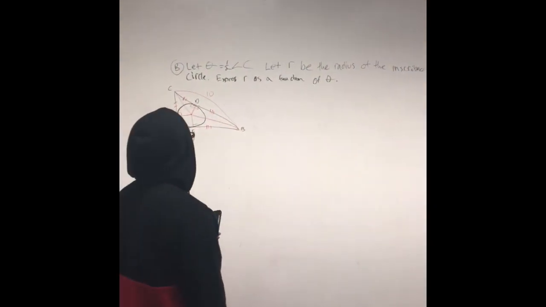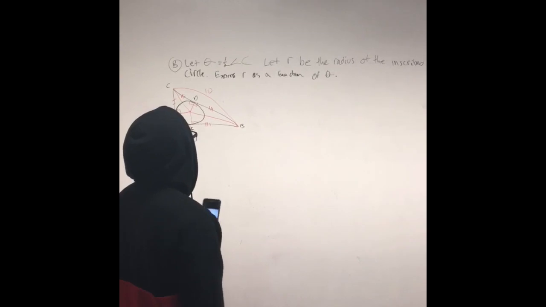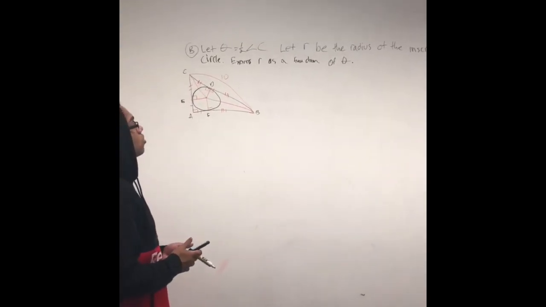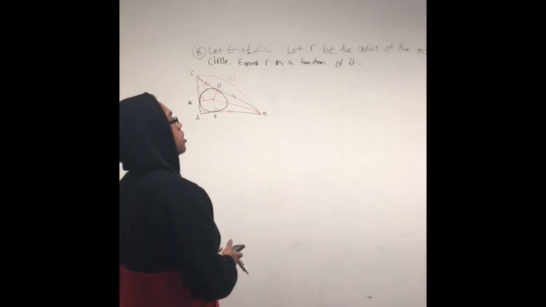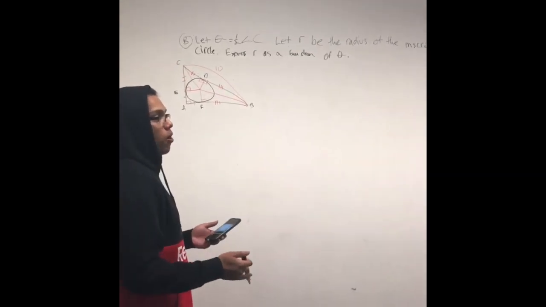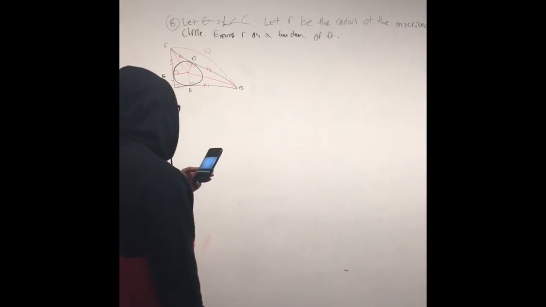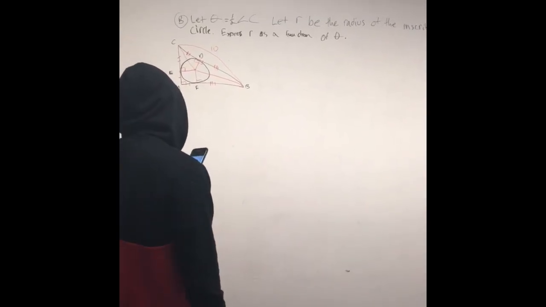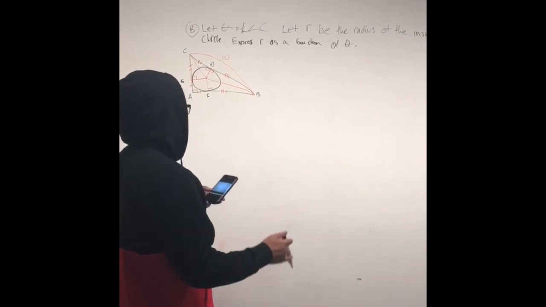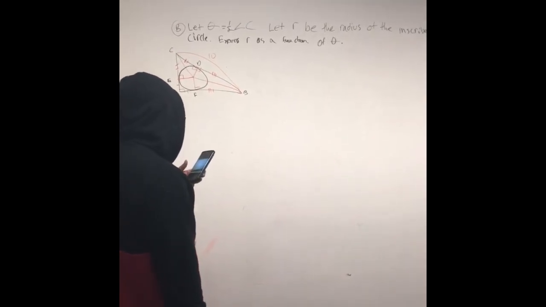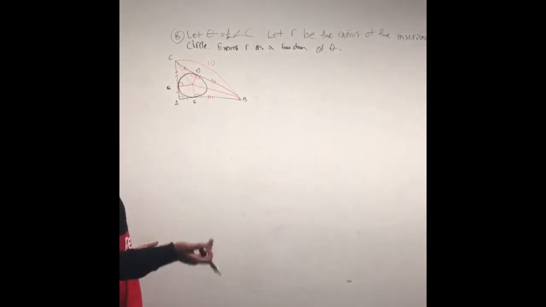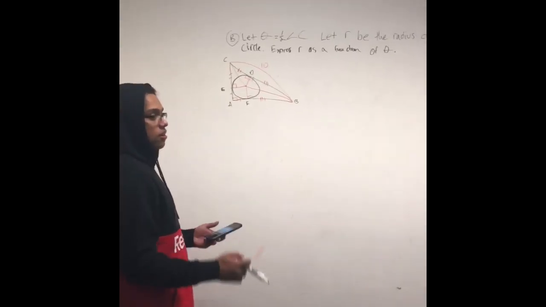For part B in our problem, it's saying let theta equal 1/2 of angle C, let r be the radius of the inscribed circle, and express r as a function of theta. And it also says use the solution from part A in our answer. So basically the question is asking us to solve for r using theta, our radius. So we need to find an equation that has both theta and our radius in it.